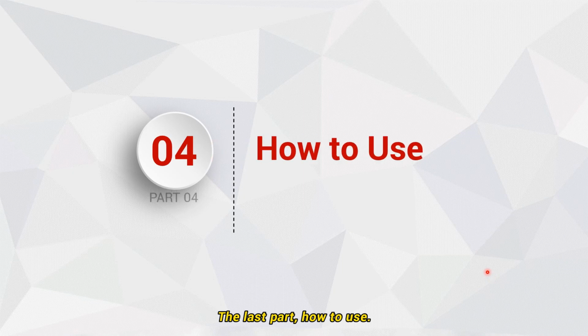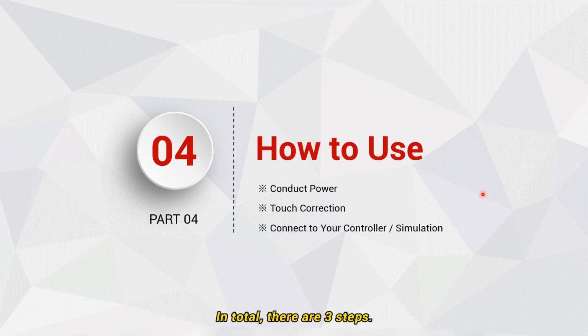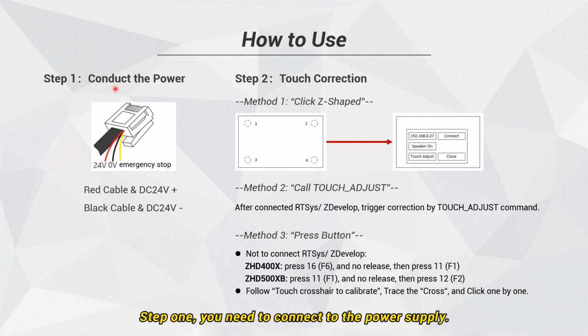The last part, how to use. In total, there are 3 steps. Let's see one by one. Step 1, you need to connect to the power supply. You just follow the wiring rule. There is one crystal head on the connecting cable side. Connect the red cable to DC 24 volt positive pole, and connect the black cable to DC 24 volt negative pole. Don't connect them inversely.